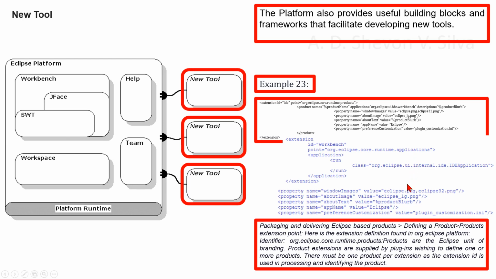This extension is defined with the same ID that is referenced in the application property of the product extension. The fully qualified name with the plugin prefix is used when referring to the application ID from the other plugin. Using this mechanism, a separate plugin can define all the product's specific branding and then refer to the existing plugin's application as the application that is actually run when the product is started.